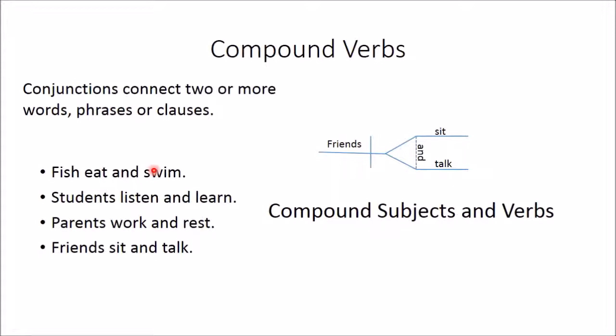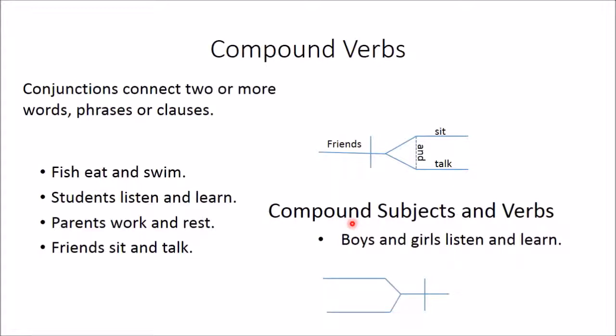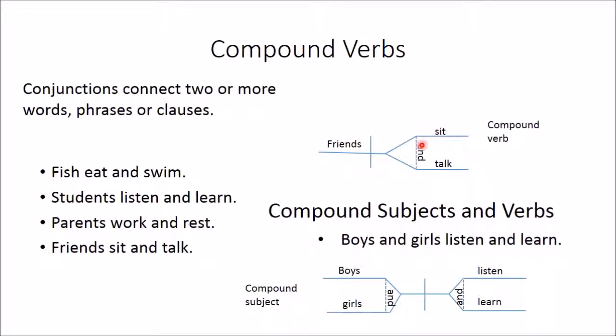Now, what if you have compound subject and verb? Well, here's an example. Boys and girls listen and learn. In this case, we have our T, but we have to split the subject side for boys and girls, and we also have to split the verb side for listen and learn. And then you have compound subject and compound verb. Okay, so in this case up here we have compound verb, down here we have compound subject and compound verb. This is the last slide for this part of the review.